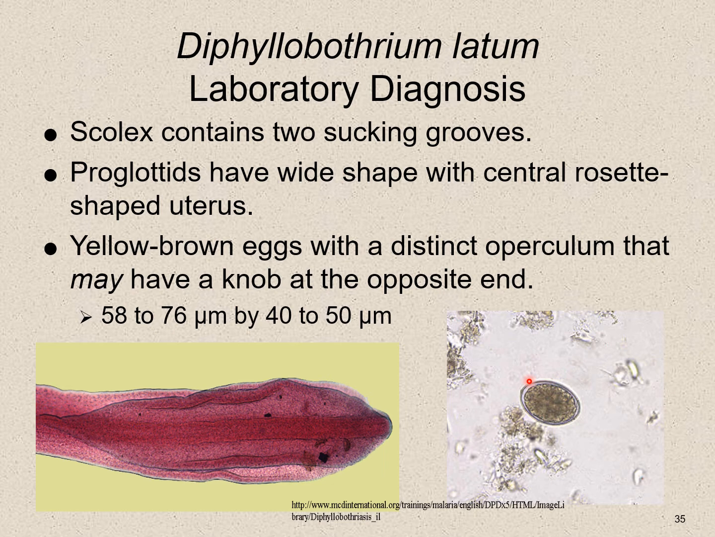The proglottid is wider than it's long, with a characteristic rosette shape or coiled uterus. The scolex, which is 2 to 3 millimeters long, is elongated and has two sucking grooves, one located on the dorsal surface and the other on the ventral surface.